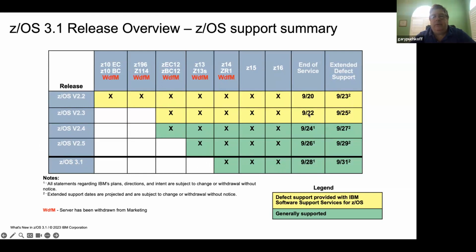For those of you who haven't gotten off of zOS 2.3, you're in extended service now, and you need to be thinking about getting off of that. Yellow items are where we have extended support still in place, and we'll be dropping extended support for 2.2 this year.